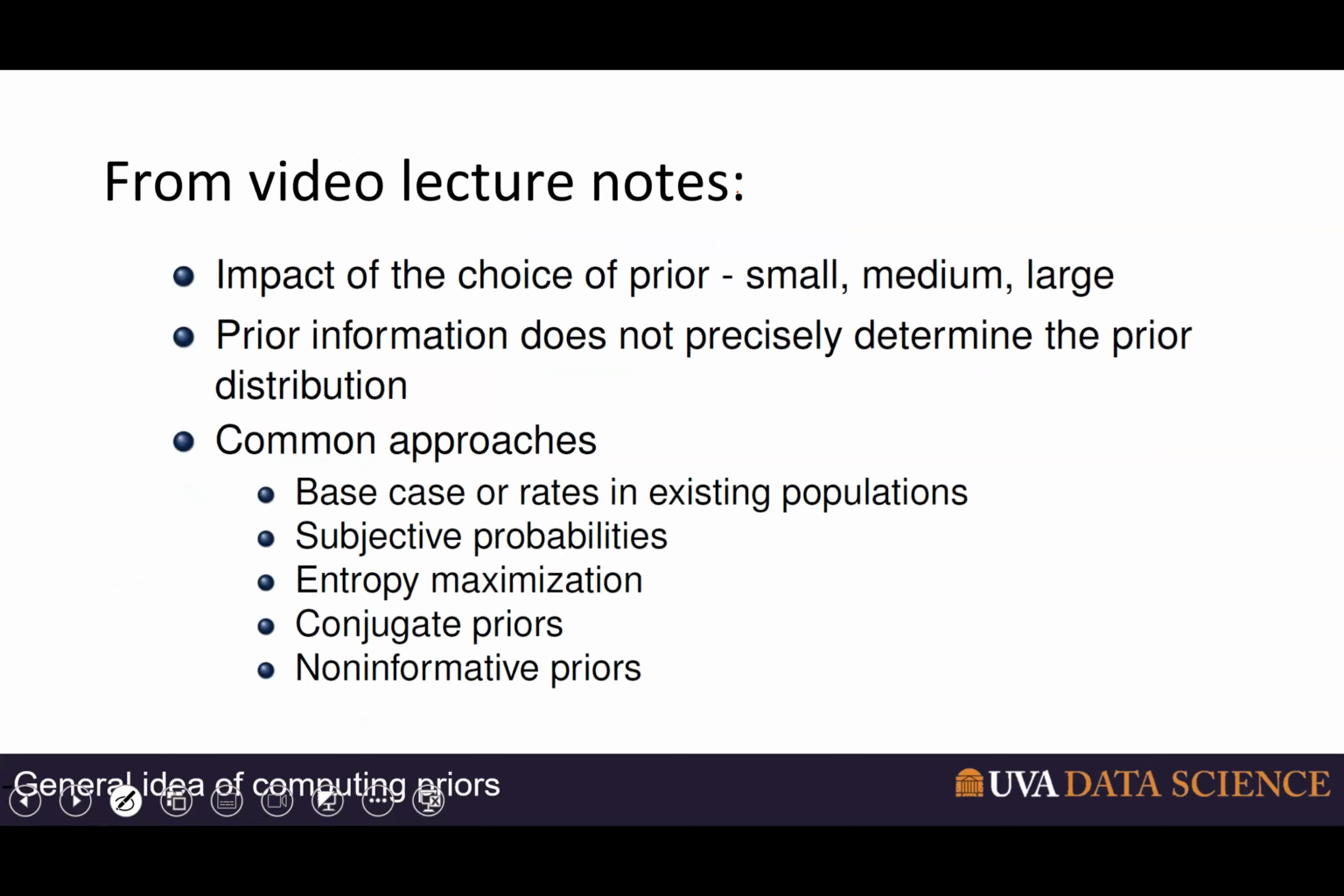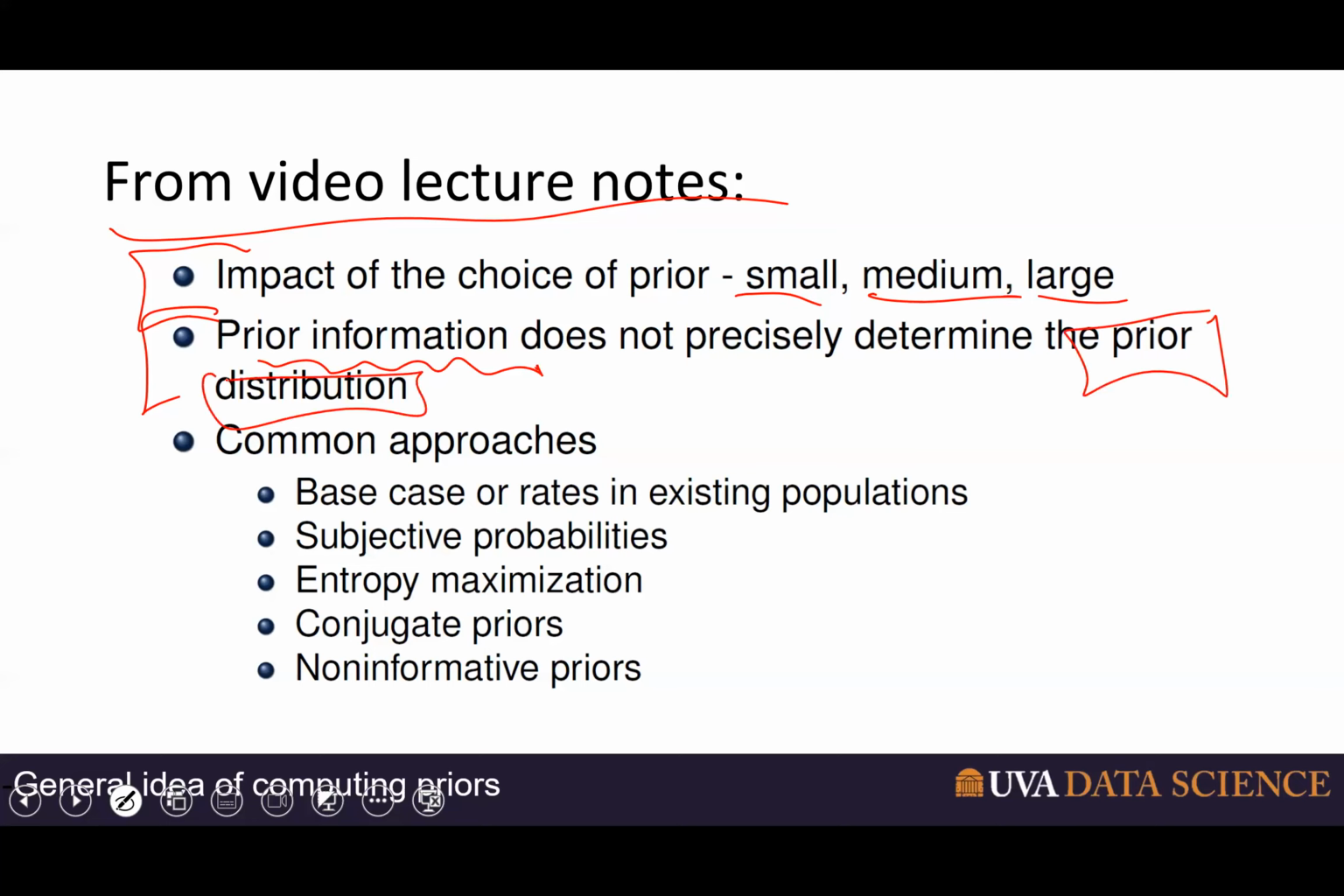Okay, so let's talk about priors. So here's from the live video lecture notes. The impact of a choice of a prior can be small or medium or large, depending on how narrow or how strong of a prior that you create. Prior information doesn't precisely determine the prior distribution, meaning I might have some belief about coins, but that doesn't mean we'll all come up with exactly the same resulting distribution, right? We all think the probability distribution for P for a coin should have its max at 0.5, but some of us think maybe it's a little more spread, maybe it's a little less spread, and that's okay.